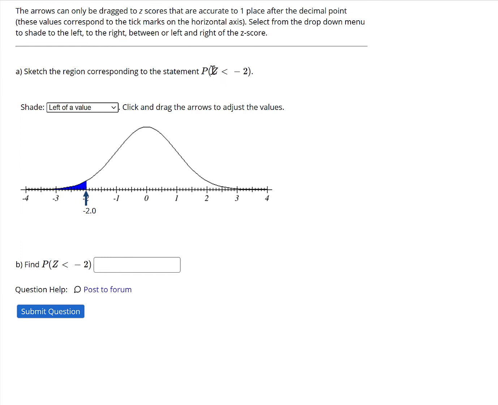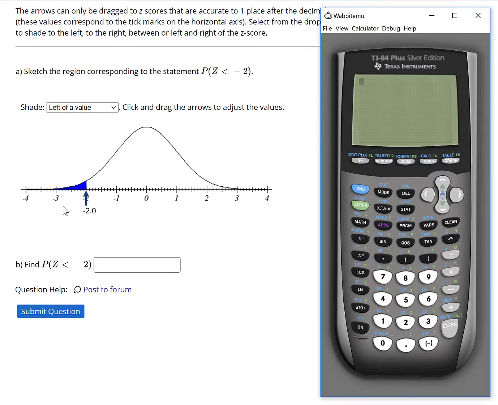Now, since this is the probability that z is less than -2, those are values that are smaller, so that would be to the left. So I don't need to change my shading region area. Then next, we want to find the probability that z is less than -2. So to find this probability, I'm looking for the amount of this shaded area, which should be fairly small given the amount that's being shaded here. But we use the calculator to find it.